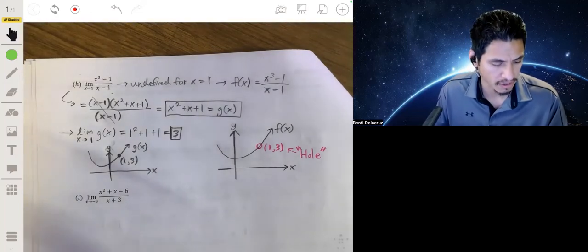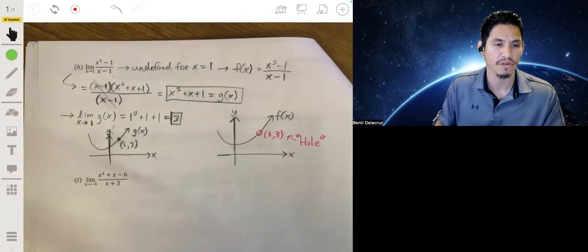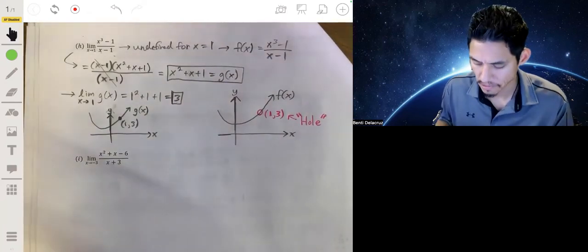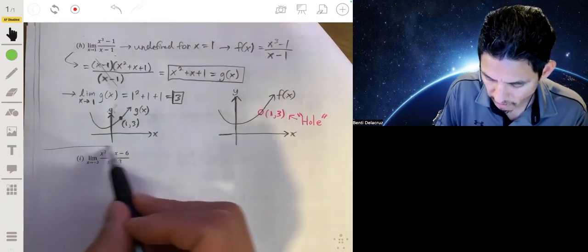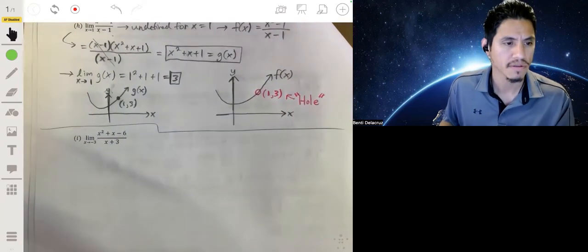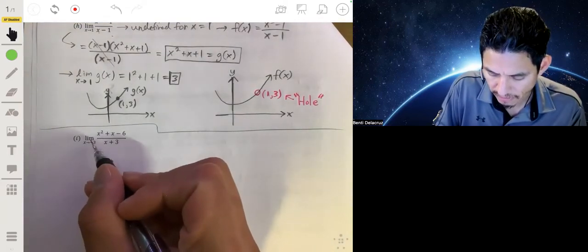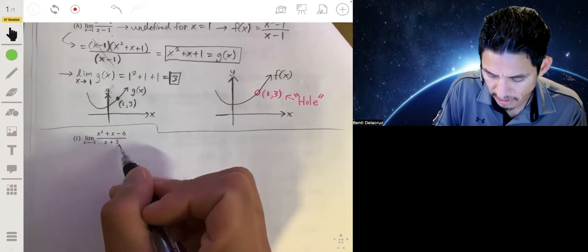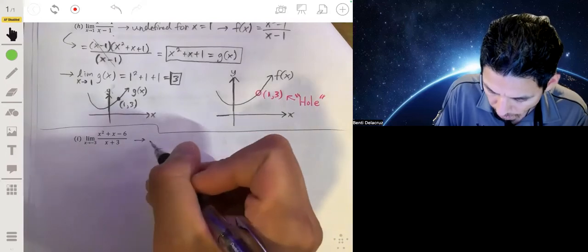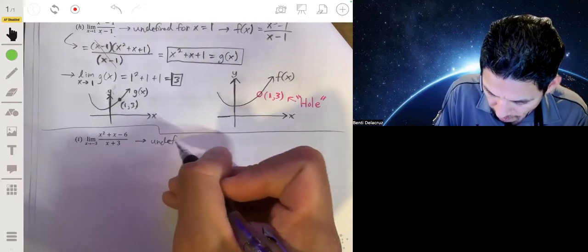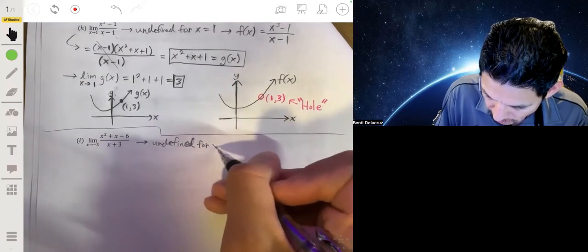So let's look at a couple other ones to gain a little more insight on what we do in other cases. Now, let's clear the room here. Here we have another case where if you plug in -3, we have the limit as x approaches -3. If you plug it into the denominator, you're going to get 0. So we can't do that. It's going to be undefined for x equals -3.